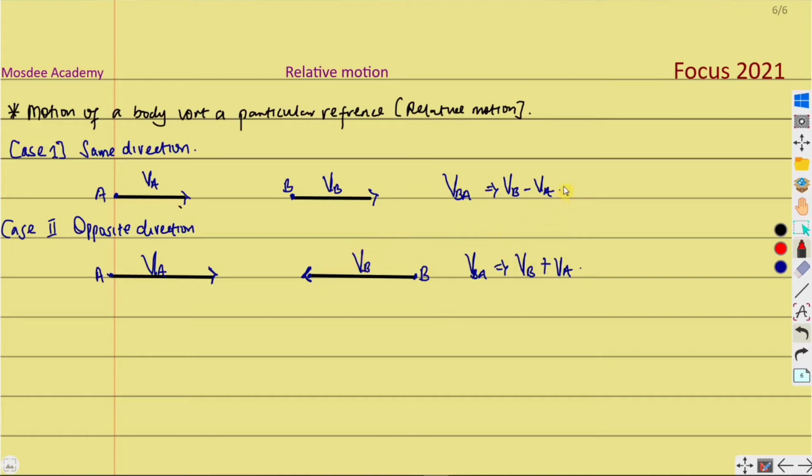Now, a quick note. Students should also note that the same principle is also applicable to acceleration. If the bodies are moving in the same direction, we subtract. The relative acceleration is going to be the subtraction of the two accelerations of the bodies, and when they are moving in opposite directions, we are going to add.